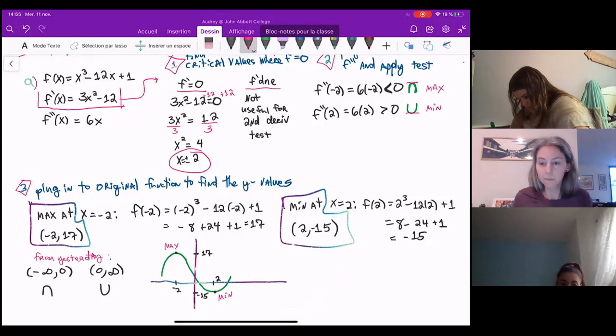Does that make sense? And we're going to have a much more structured method to eventually graph these things, but it is good to start getting an idea as to how this information shapes the graph.